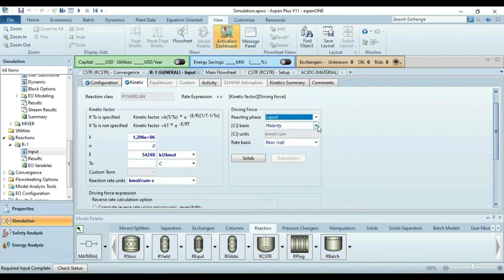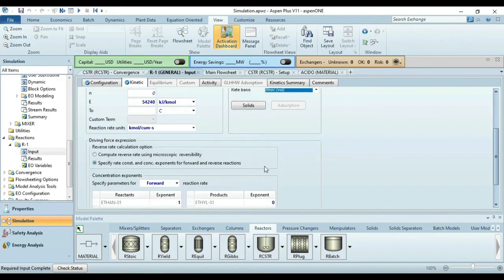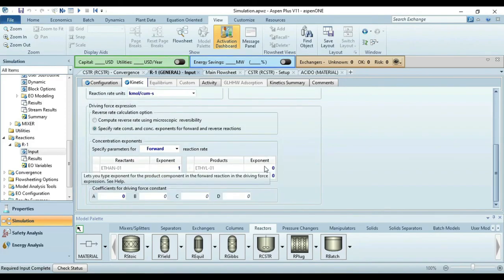For the driving force term, our basis as specified in the problem is a molar basis. We are going to work with molarity here. And so our expression is a product of the kinetic factor with the driving force. The kinetic factor is the Arrhenius law term, and the driving force is the product of concentrations in the direct reaction minus the product of concentrations for the reversible reaction. So we need to specify parameters, first for the direct reaction, and after for the reverse reaction.